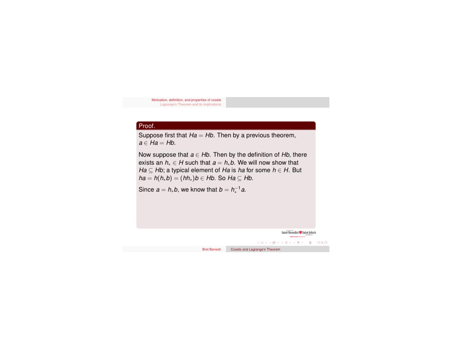Now let's prove the other way. So B is equal to h star inverse A, the same game. A typical element of HB is hB. I'm going to replace B with this thing, B is equal to h star inverse A. This is an H, which means that this is in HA. That means that we have containment, so we get set equality. Thank you.